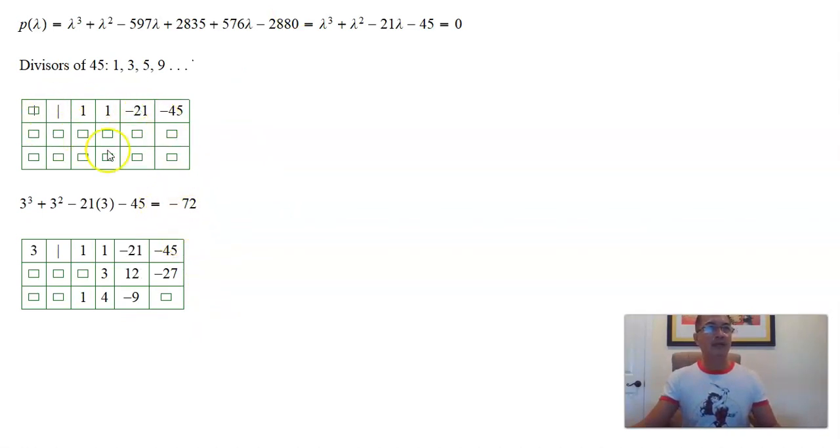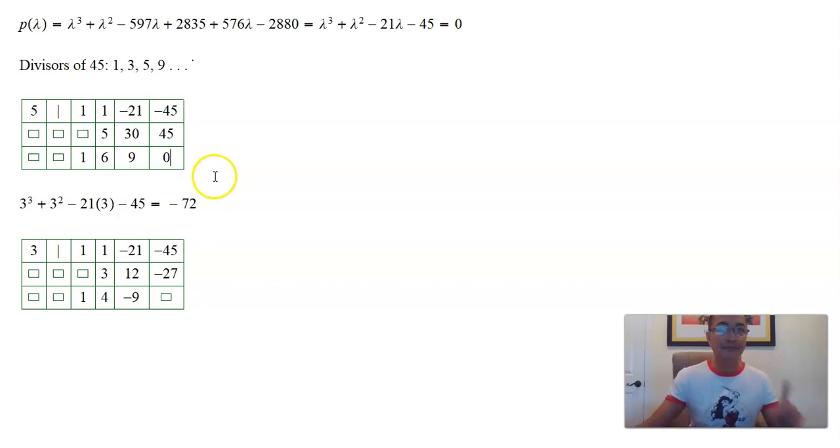Alright, I didn't want to scroll down, so I thought, you know what, let's use our first table here. Next candidate is 5, so put 5 over here, drop the 1. 1 times 5 is 5. 5 plus 1 is 6. 5 times 6 is 30. Ooh, 30 minus 21 is 9. 9 times 5 is 45. Yay! So finally, we get 0. Okay, after 3 tries, we get 5 to be an actual root of the lambda.